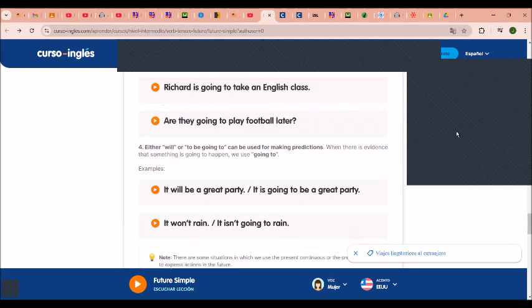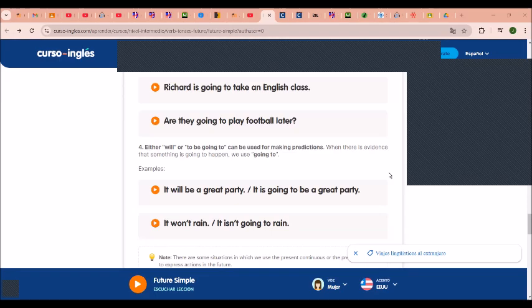Number four, Camila. Either will or going to be can be used for making predictions. When there is evidence that something is going to happen, we use going to. Examples: it will be a great party. It is gonna be a great party. It won't rain. It is going to rain. All right. So when do I choose one or the other? If I don't have any evidence, then I have to go with will. It will be a great party. Okay. You promise? Yes, I promise it will be.